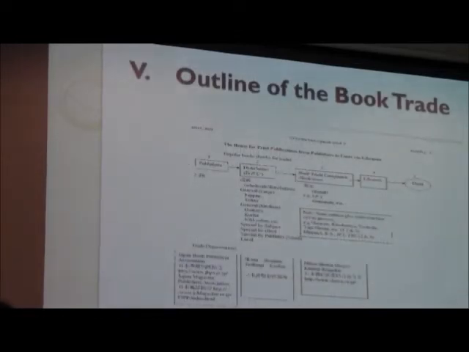This is not easy, so maybe the handout may be easier to see, but this is an outline of the book trade. The publisher publishes, and it goes to the distributor, which is Tōsugi, then to the book trade companies like bookstores, then from bookstores to the libraries, and then from libraries to the users.